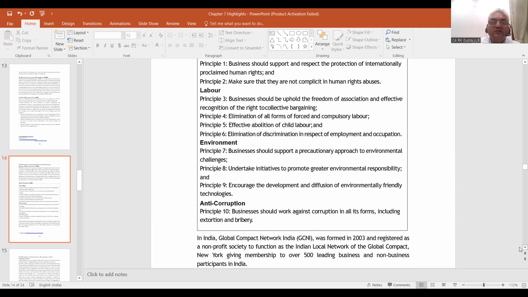और फिर एंटी करप्शन से रिलेटेड है प्रिंसिपल 10, businesses should work against corruption in all its forms including extortion and bribery. तो ये कुछ डिफरेंट प्रिंसिपल्स के ऊपर बेस्ड है.